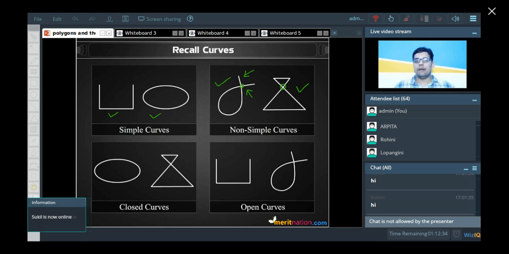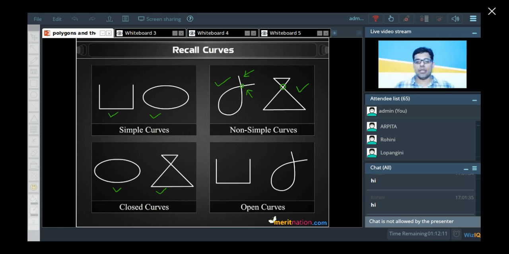Then we have the closed curves. Closed curves are the curves which have the same beginning and end point. Here we have 2 closed curves in front of us. Their beginning and ending are the same.